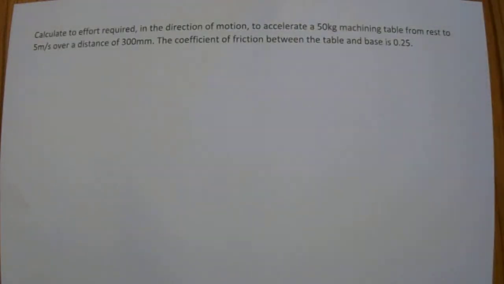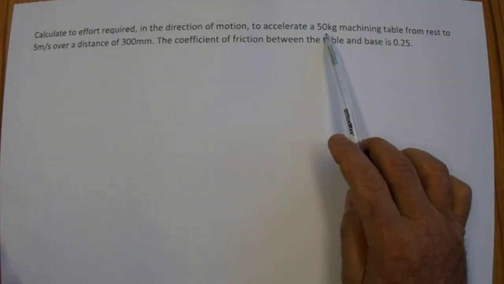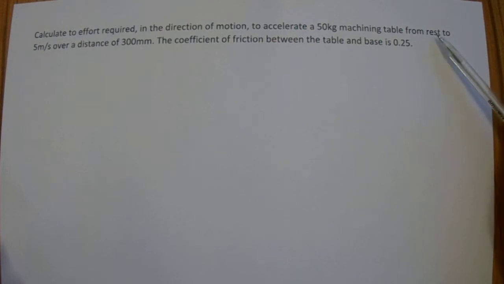Hi all, here's another video, and this time we're looking at forces which create an acceleration on a body. So the question reads, calculate the effort required in the direction of motion to accelerate a 50 kilogram machine table from rest to 5 meters per second over a distance of 300 millimeters. The coefficient of friction between the table and the base is 0.25.